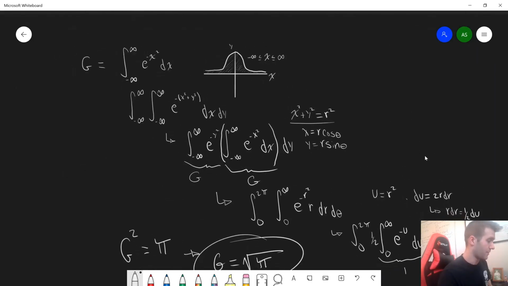So there we have it. Our Gaussian integral here is equal to the square root of pi.